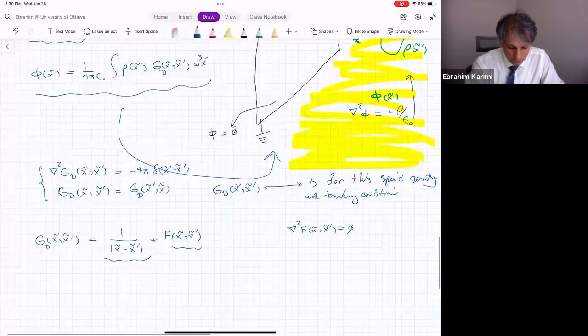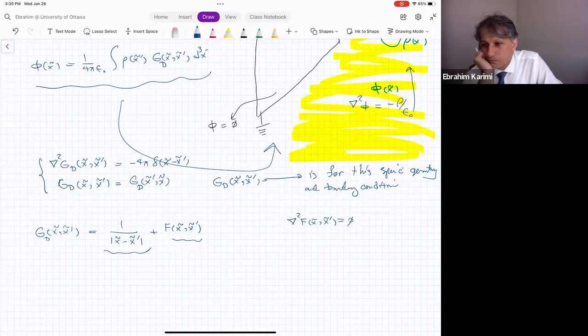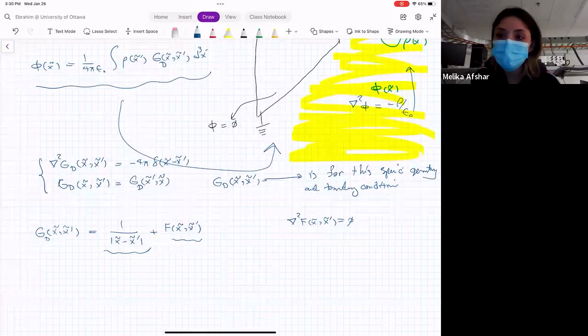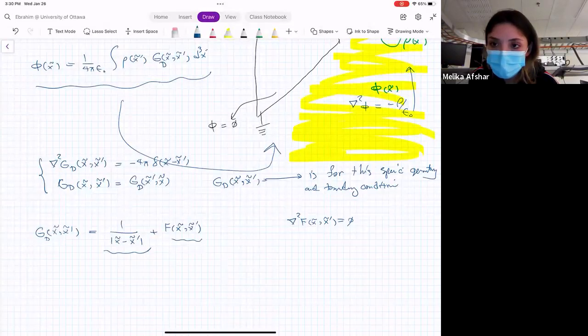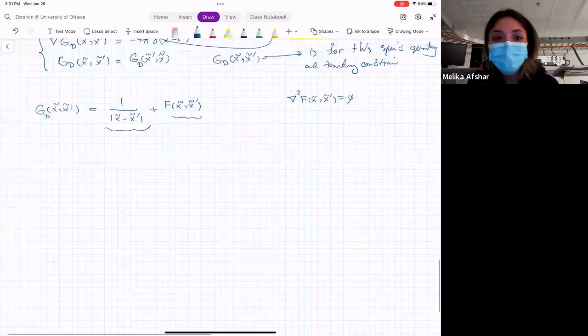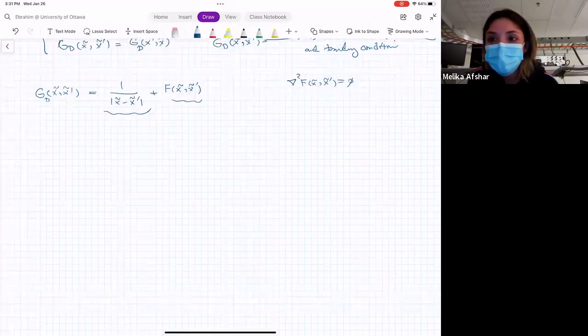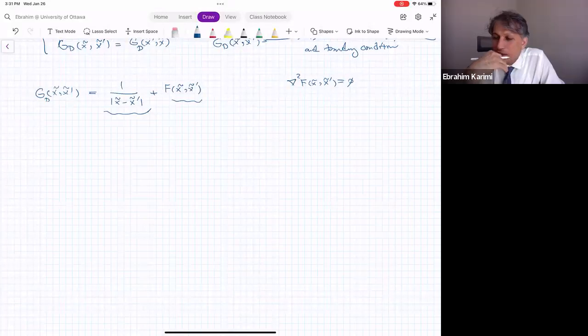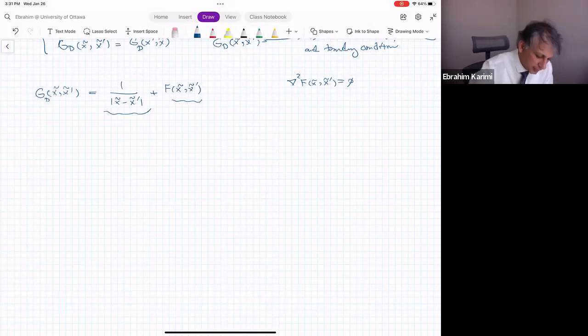Any thoughts? Can we use one of our Green's theorems? No, no. Sorry, Malika. Can we replace x and x prime because they should have symmetry? Let's solve it together, okay? It's more complicated than this. Let's do that.